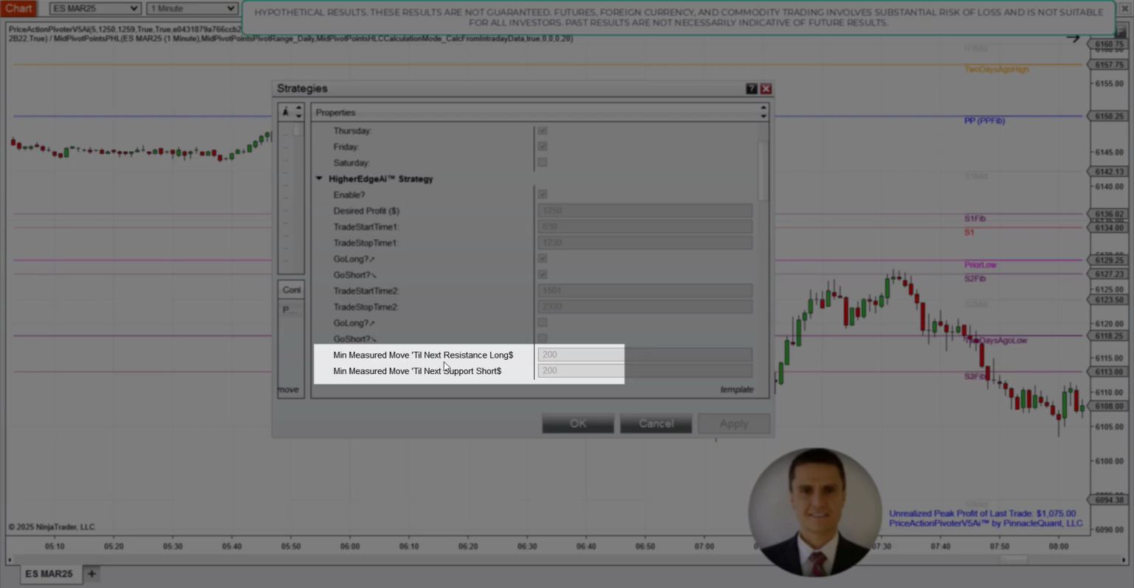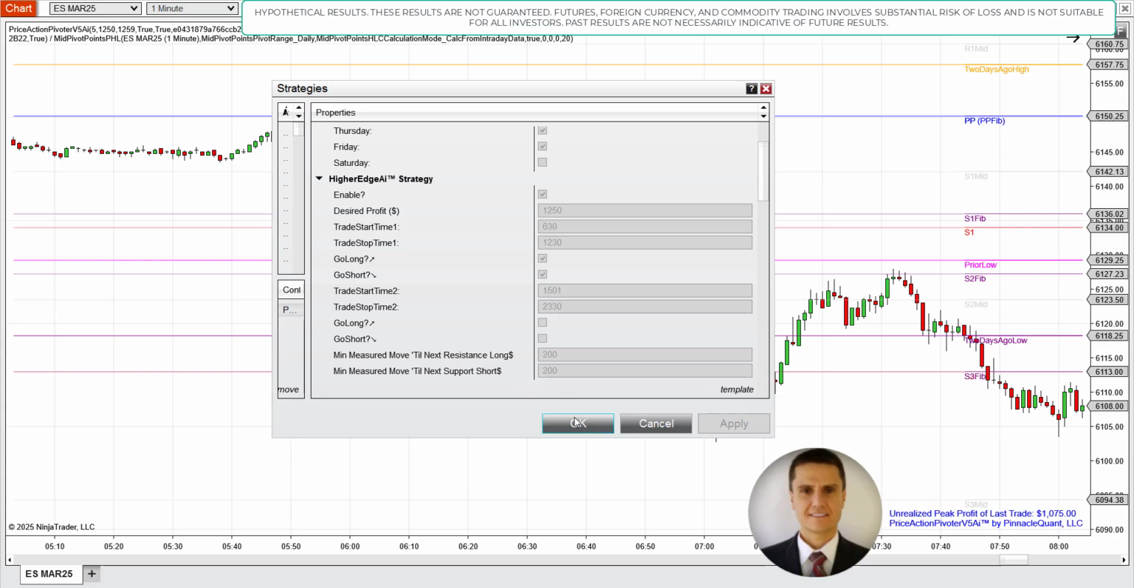The minimum measured move till next resistance long, minimum measured move till next support short. So if you are, and they're both at $200, okay, let's remember that because it's going to be an important, critical piece of data right there. So it's at $200 each.